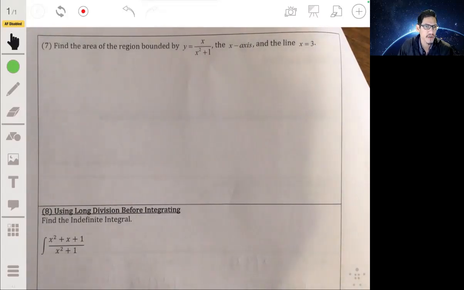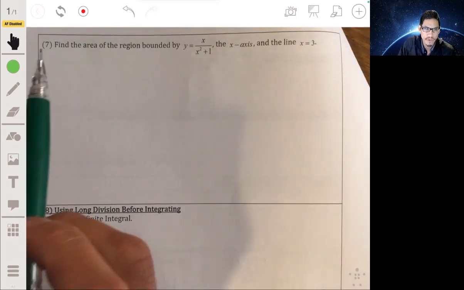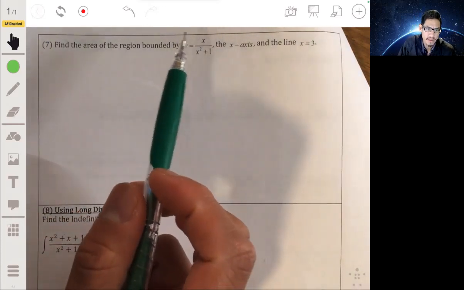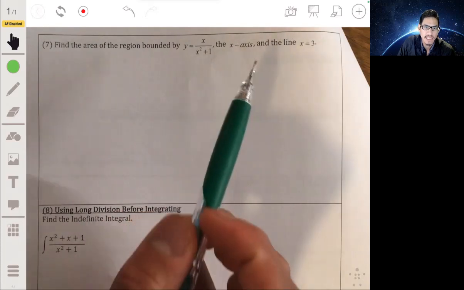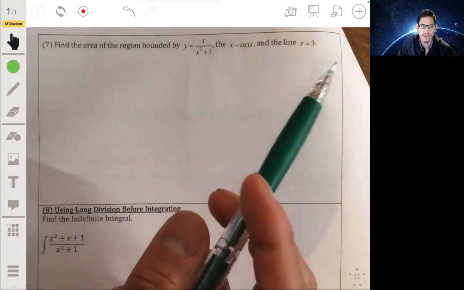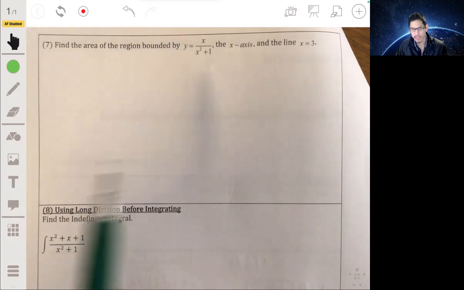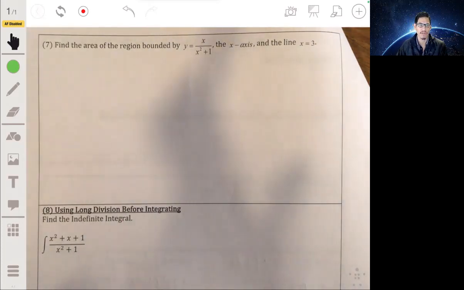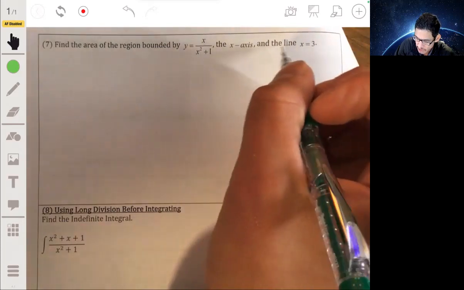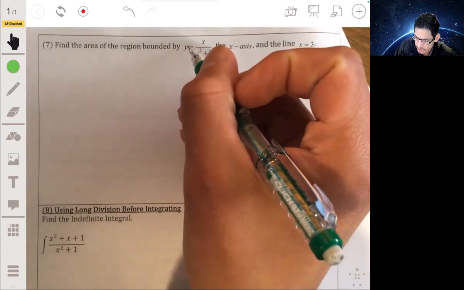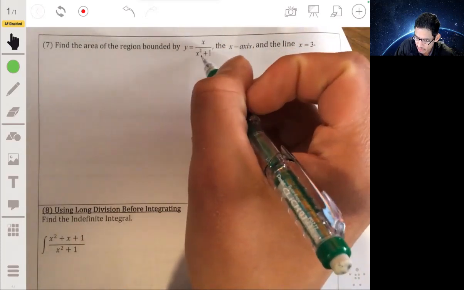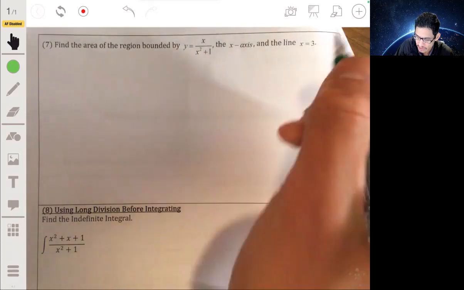All right, so in this video, we're going to go over how we can find the area of a region bounded by this equation, the x-axis and the line x equals 3. And we're going to need to use the properties of logarithms, how we find the derivatives of logs and how we find integrals of logs. So first thing is, it's going to be bounded by this equation, y equals x over x squared plus 1, the x-axis and the line x equals 3.